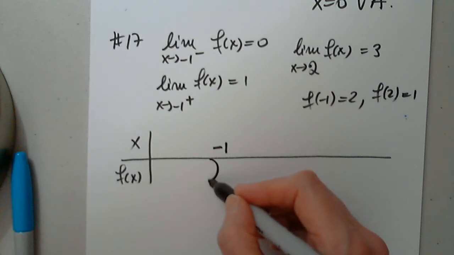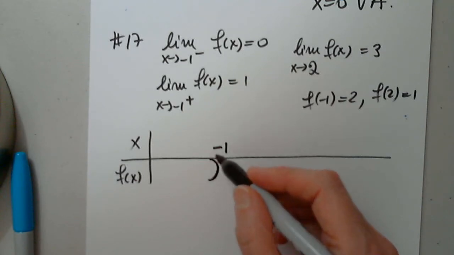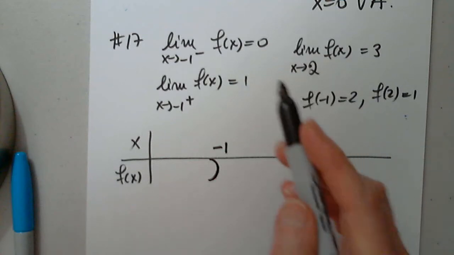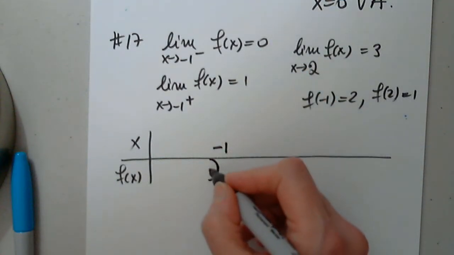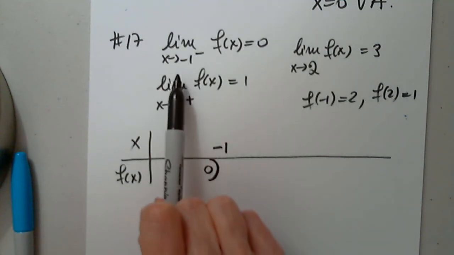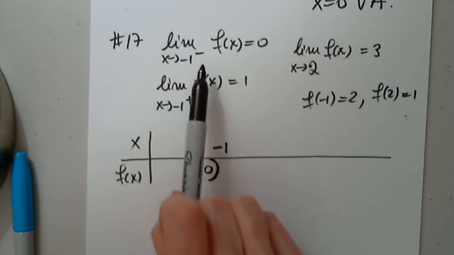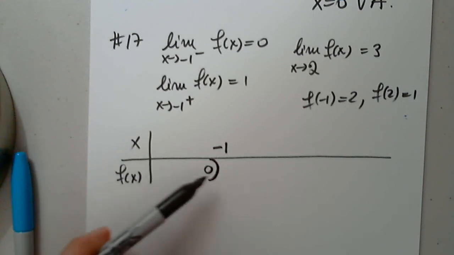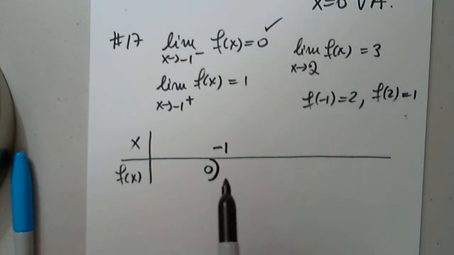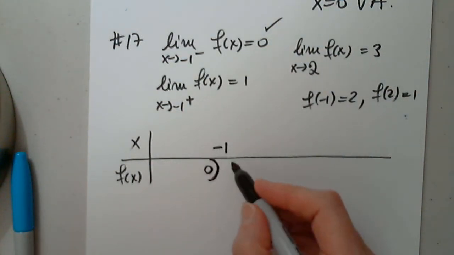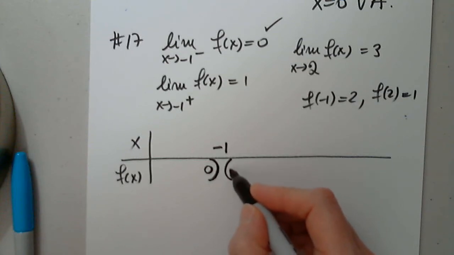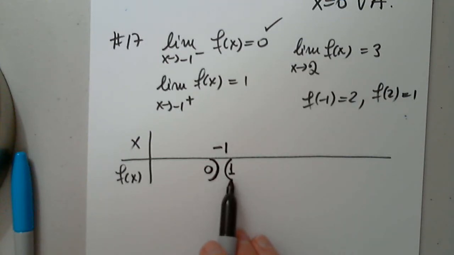I'm using that parenthesis that we used at the very beginning of the class with graphing the piecewise defined function. So the limit is 0. So the limit of f of x as x approaches -1 from the left is 0. Done. From the right of -1 is 1. See, they're not touching. Okay? Good. Done.